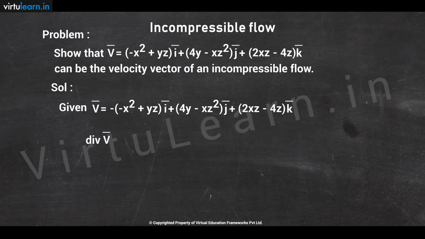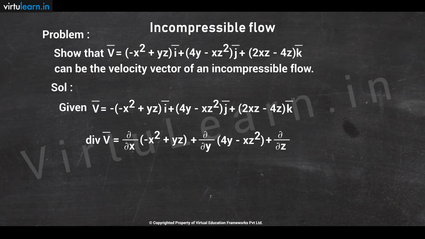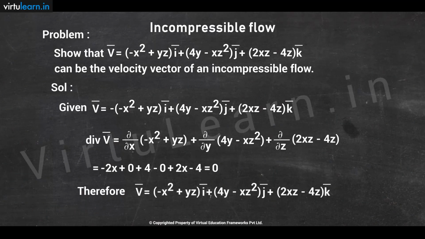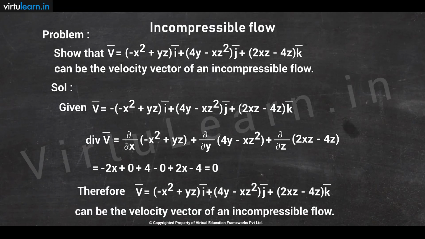How is divergence defined? Dou by dou x of the first component, namely minus x square plus yz, plus dou by dou y of the second component, that is 4y minus xz square, plus dou by dou z of the third component, that is 2xz minus 4z. We can easily see that this is minus 2x plus 0 plus 4 minus 0 plus 2x minus 4, which is equal to 0. Therefore, this given vector can be the velocity of an incompressible flow.